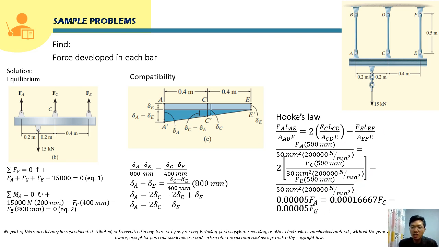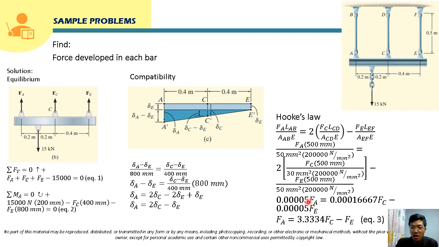From here, class, we can simplify this. Solving for this term, 500 over this, will be 0.00005 FA. You can input that in your calculator. So this will be equal to, for this term, 0.000166667 FC. And for this term, 0.00005 FE. From here, class, this can be the third equation.